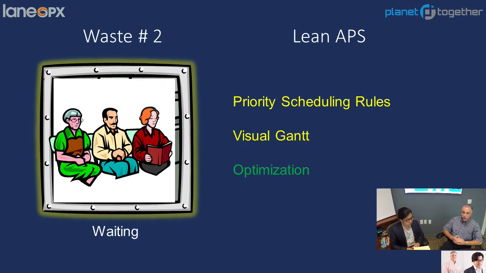So the second waste is the waste of waiting. And in this particular graphic, you see 3 people waiting, and we all know the pain of waiting, whether you're waiting at the doctor's office or you're waiting for an ice cream or you're waiting for something to come off the shop floor. And waiting is time. Right. So how does scheduling software help reduce waiting time and, in essence, save time?